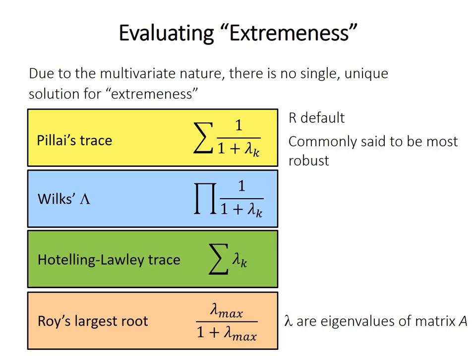So this Wilks's lambda, the second one, is apparently a commonly used one. There's also the Hotelling-Lawley trace. The Pillai's trace is the default version in R. It's often said to be fairly robust, but there is debate over this. In any case, for our purposes, you can just use the Pillai's trace for the class. It's the default in R, and that's simple enough. So all of these values, the Pillai's trace or Wilks's lambda or whatever, are converted to an approximate F value because of this multivariate nature, and then tested for significance against the F distribution.